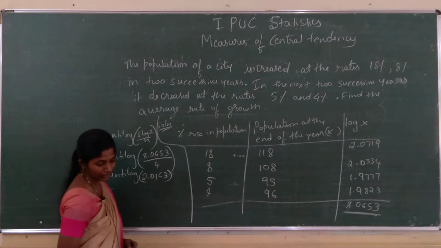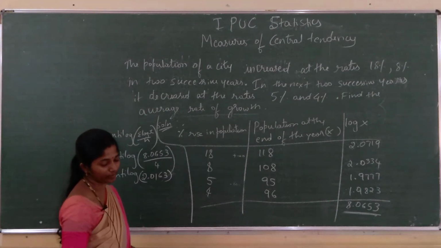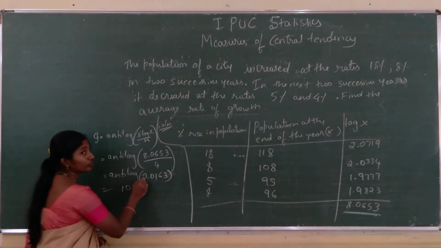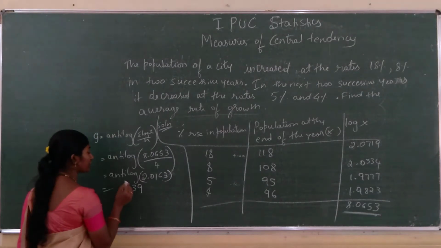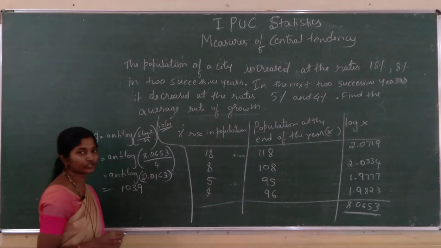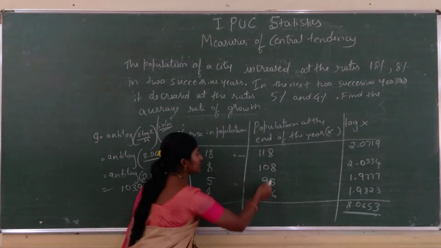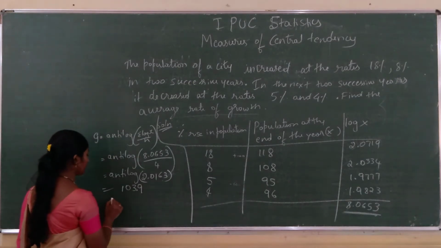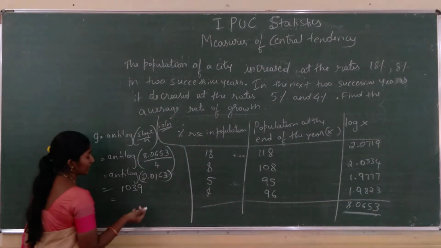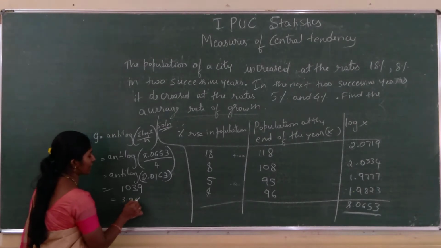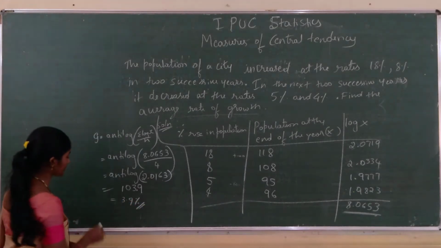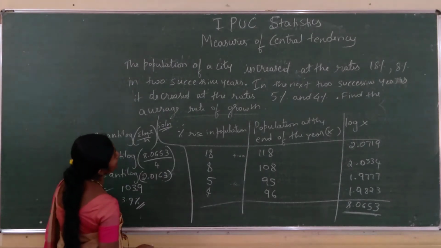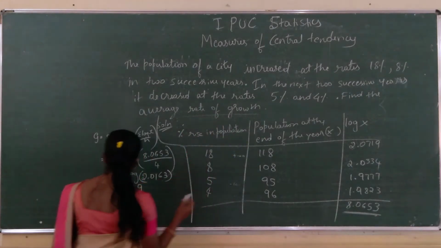Our answer is 2.0163. In the antilog table we will get 1039. 2 plus 1, that is 3, so after 3 digits we should put the point. Now what we have done here, plus 100 and minus 100 we have taken. To find the percentage, again we have to do minus 100. Therefore 103.9 minus 100, that is 3.9 percentage.